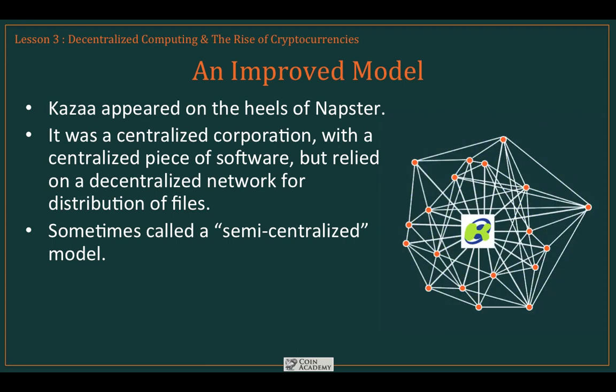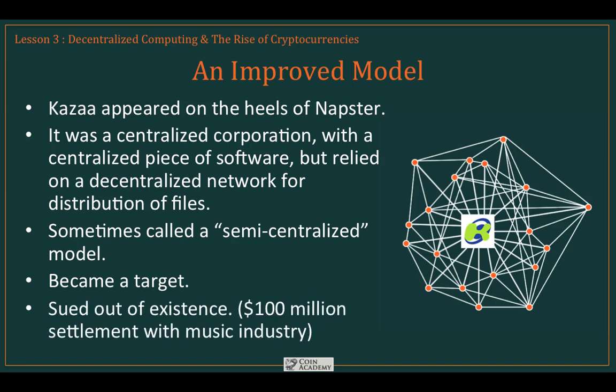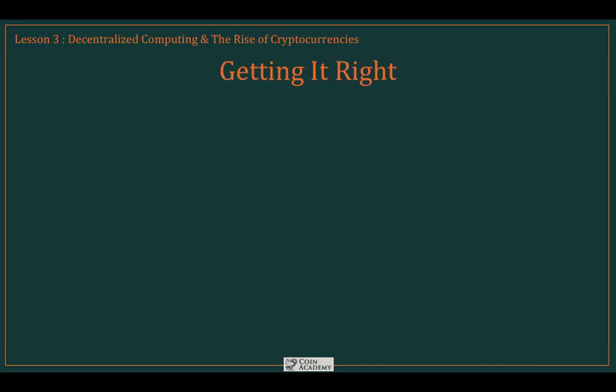Now, this is an improvement, admittedly, but from a legal perspective, it's still a target, and it provides a very clear target. As a result, Kazaa was sued out of existence and wound up paying out $100 million in settlement with the music industry over the infringement of intellectual property rights. Now, there was actually a better solution, and this better solution actually existed all along.